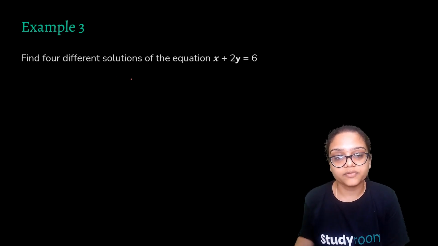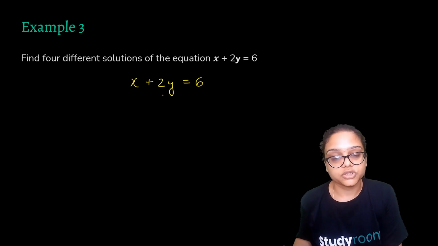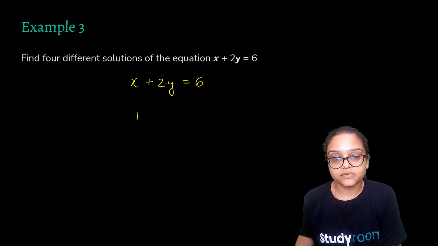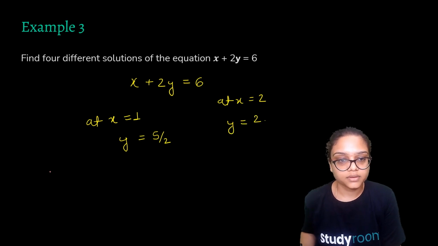Now see how we will find them. There's no standard way to find the solution of a linear equation in two variables given only one equation, so we need to use hit and trial. Suppose x equals 1. Case 1, we take x equals 1, put x as 1 and calculate the y value. So y will be 5 by 2. So it's one solution. At x equals 2, y will be 2.